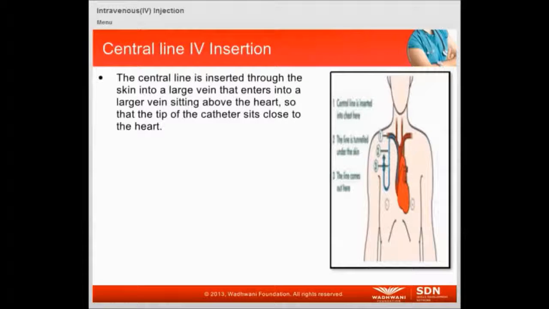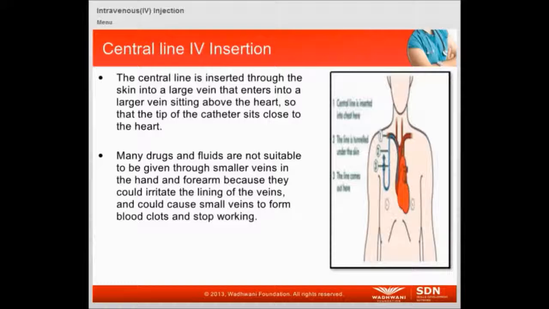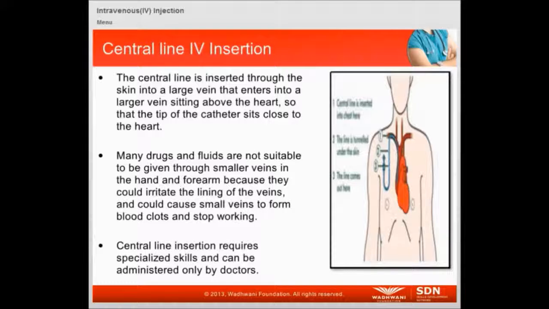The central line is inserted through the skin into a large vein that enters into a larger vein sitting above the heart, so that the tip of the catheter sits close to the heart. Many drugs and fluids are not suitable to be given through smaller veins in the hand and forearm because they could irritate the lining of the veins and could cause small veins to form blood clots and stop working. Central line insertion requires specialized skills and can be administered only by doctors.